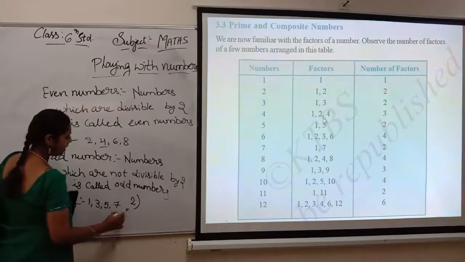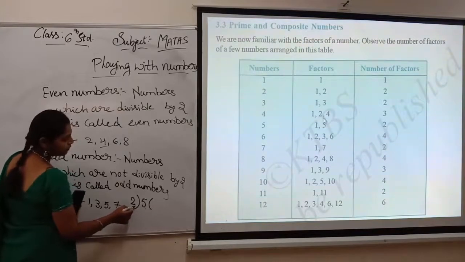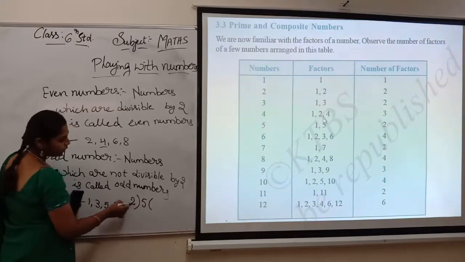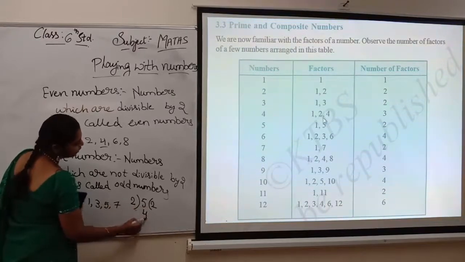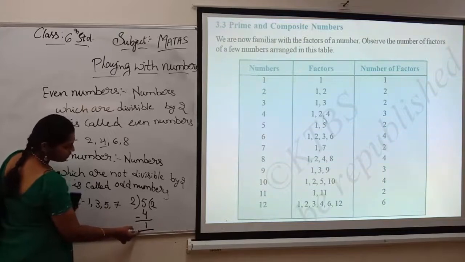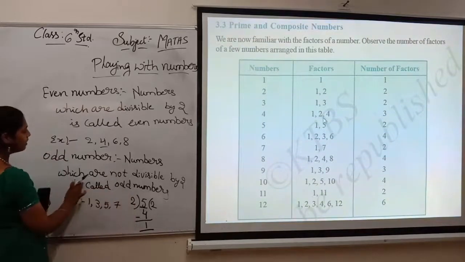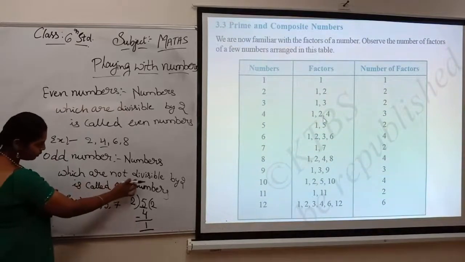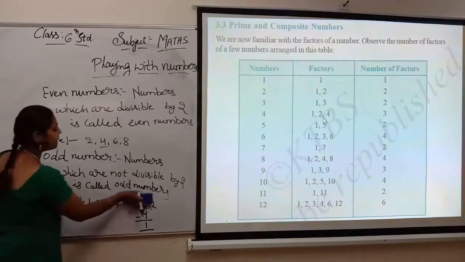We will check 5. Can we see 5 in the 2 table? No. So we have to take a smaller number, so again 2 4's are 8, no, 2 2's are 4. If you do subtraction, we will get remainder 1. So it does not divide exactly. So we can say this number is an odd number. By definition, numbers which are not divisible by 2 are called odd numbers. Do you understand even and odd numbers?